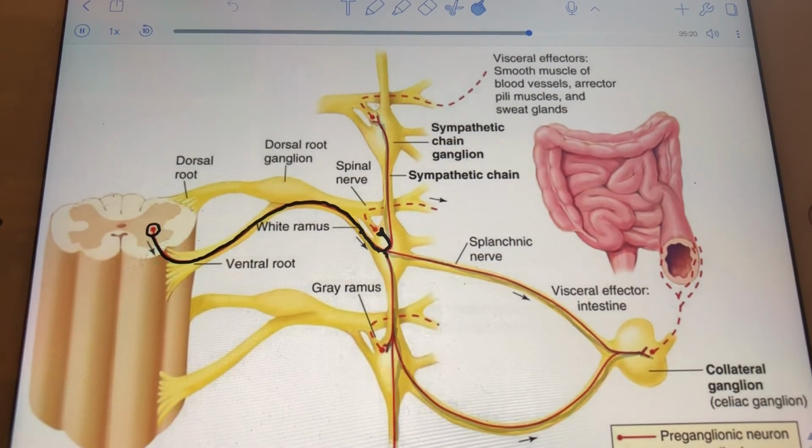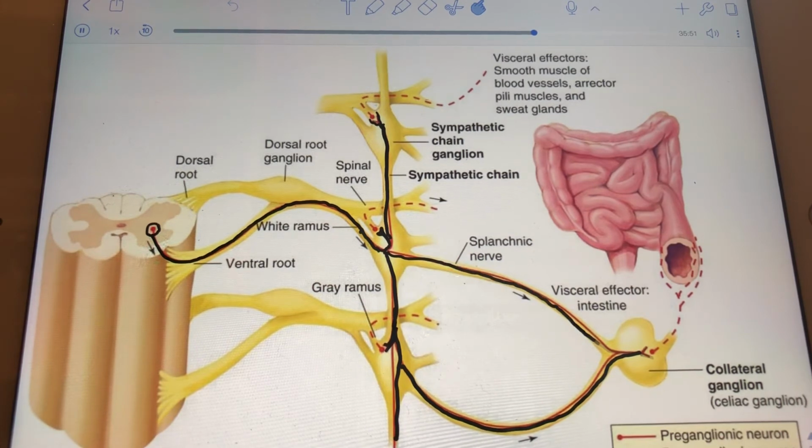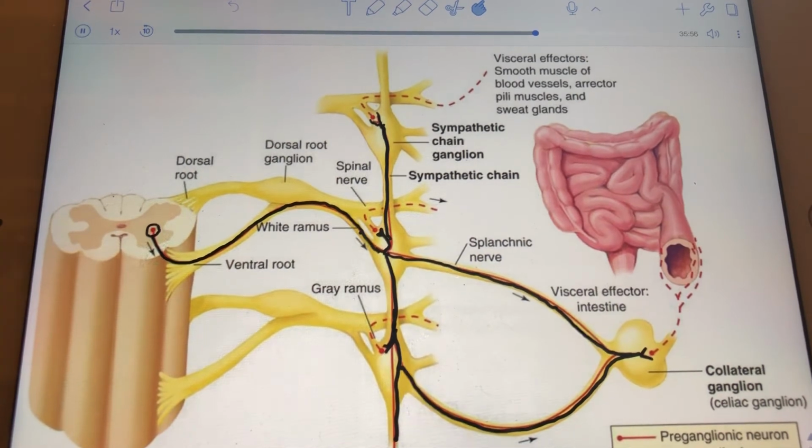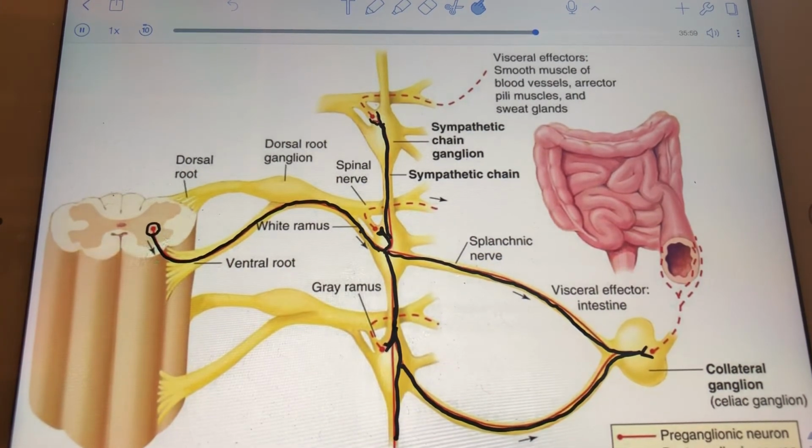Possibility number 2, descend or ascend, okay, and synapse with a postganglionic neuron within a sympathetic trunk ganglion at a different level. Possibility number 3, run on through that sympathetic trunk ganglion and instead synapse with the postganglionic neuron in a collateral ganglion. Okay?